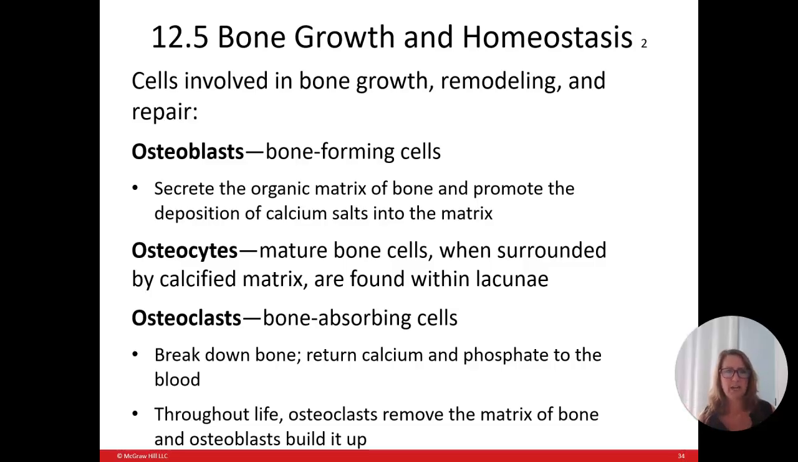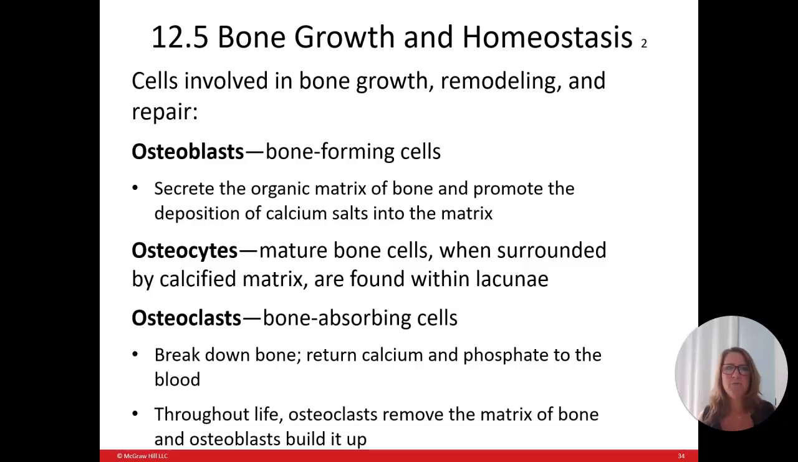So let's take a look at some cells that are super important to this process. So bone growth and homeostasis. Cells involved in bone growth, remodeling. So that's when we break down the bone and release some of that calcium and phosphate and then regrow it. And then, of course, repair. So if you've had any injuries to your bones, my daughter has a good friend who just had an accident, got some broken arm bones. So, how do we heal?